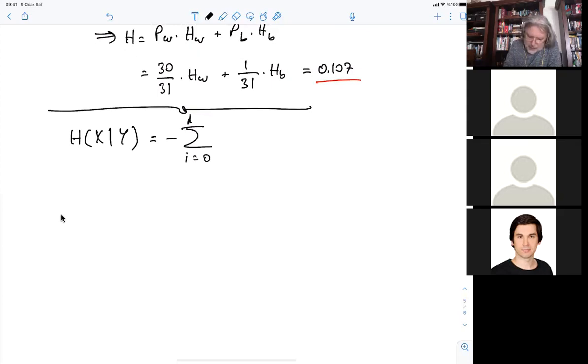Let's say we have n symbols. Probability of xi given y, and logarithm base 2 of probability of xi given y. Normally, if I evaluate the entropy of x as H of x, these given conditional probabilities wouldn't appear here, of course.